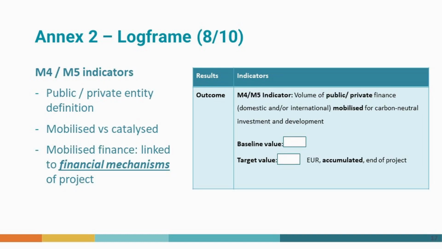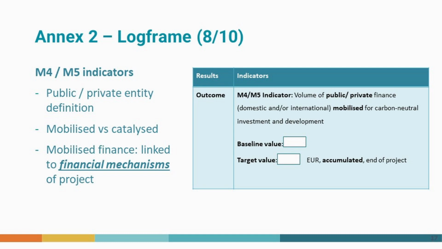Slide 8, M4 and M5 indicators. The last 2 mandatory core indicators are related to climate finance mobilization. These 2 indicators aim at measuring the leverage potential from public sources, M4, and private sources, M5, of financing resulting from the project. It is essential to note that they are 2 separate indicators and aggregating them is not allowed.